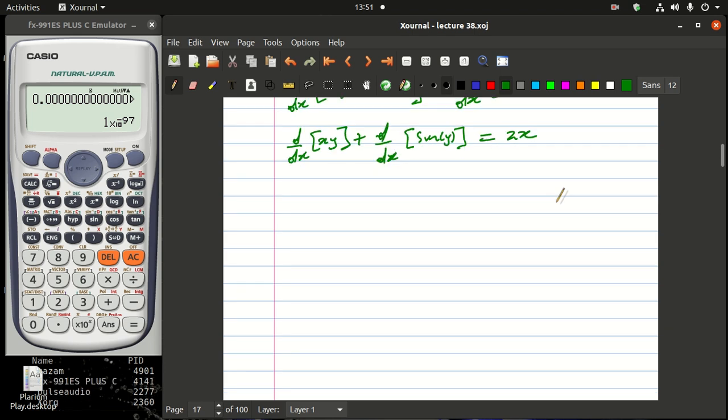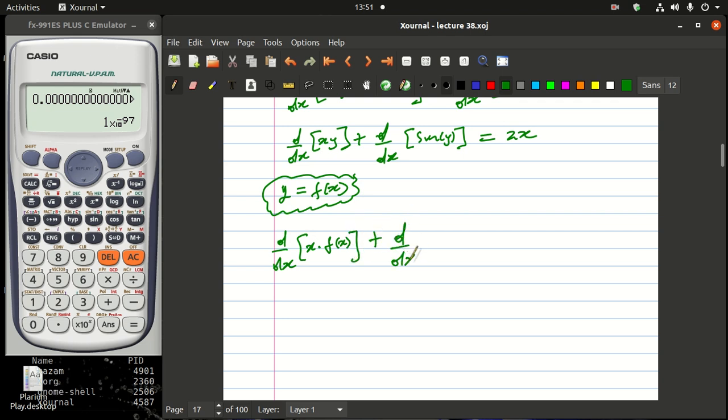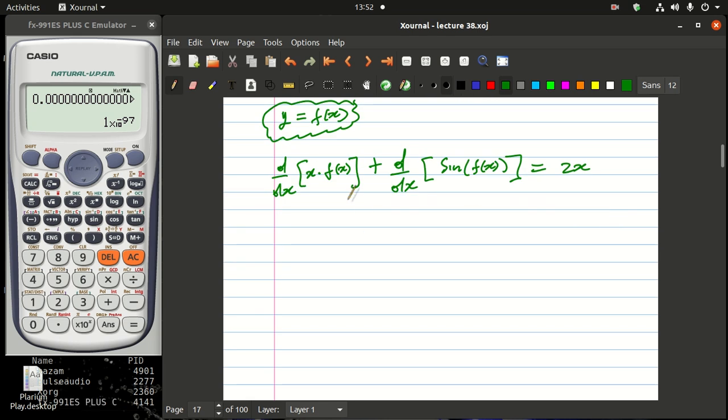And another thing that I want you to realize here is that y here is actually a function, so our y is just equal to some f of x. That's what I want you to realize here. So we have our dx of x times y, which is just this f of x. We'll fix it later. I just want you to get the concept here of what is going on. And then here we have sine of f of x instead of y, and this side we have 2x.